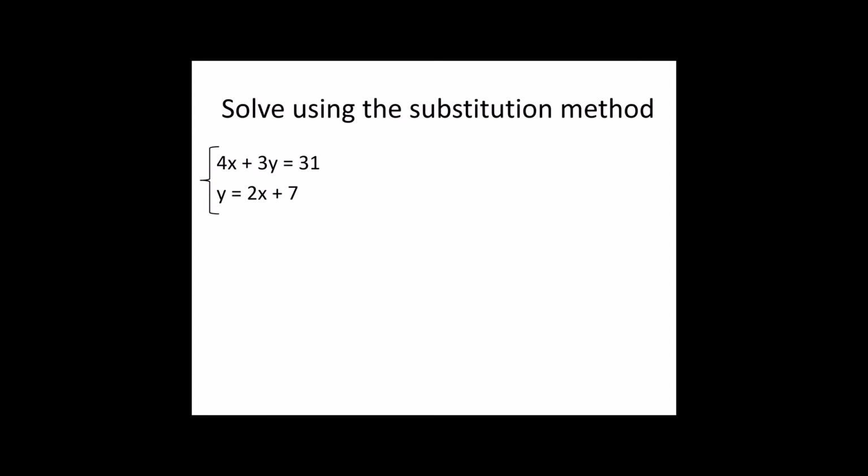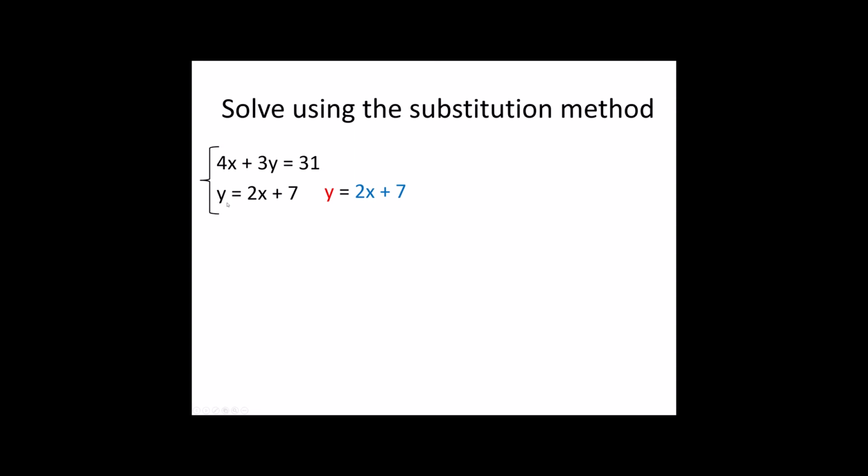Our second example is using the substitution method. Once again, I'd recommend pausing the video, trying this on your own, and then restarting it to see if what you've done matches how we do it. Notice that I have in this system one equation in standard form and a second equation in slope-intercept form. When we use the substitution method, it's very important that you have one of these variables by itself, or in this case, we have the y by itself.